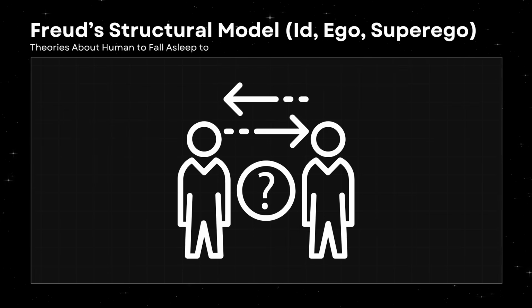These three parts often pull in different directions. The id says, "Do it now." The superego says, "Don't do it at all." The ego says, "Let's find a middle path." This creates inner conflict. Much of this conflict happens without our awareness. We may feel anxious, angry, or sad without knowing why. Freud believed these feelings come from the ego trying to handle the pressure from both sides.